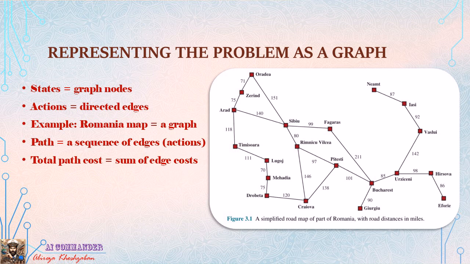Slide 6, representing the problem as a graph. To make it easier to visualize and solve these problems, we use graphs. States become points, nodes on the graph, and actions become the lines, edges connecting them. For example, in the Romania map, cities are nodes and roads are edges. If we want to go from Arad to Bucharest, the path is a sequence of edges. The total cost is the sum of the cost of all these edges.